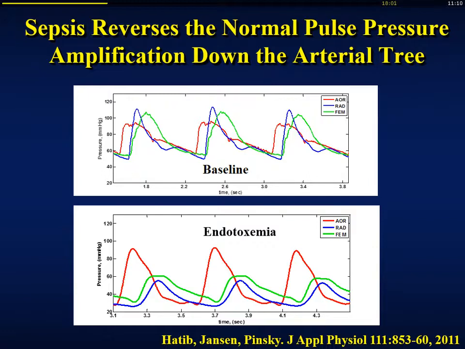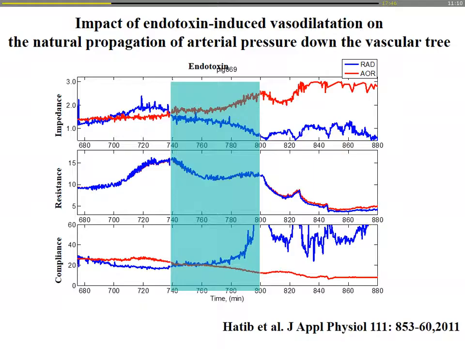So if you're measuring arterial pressure in your patient and you're using a radial arterial catheter to measure it, you'll be underestimating the systolic pressure that is seen in the aorta. And if that patient also has an aortic aneurysm, you'll be underestimating this wall stress on the heart.